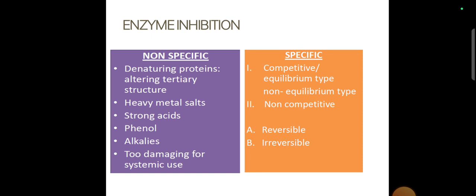Enzyme inhibition is classified as non-specific and specific. In non-specific inhibition, proteins are denatured, altering their tertiary structure, by heavy metal salts, strong acids, phenols and alkalis, which are too damaging for systemic use. In specific enzyme inhibition, there is competitive or equilibrium type, non-competitive, reversible and irreversible.